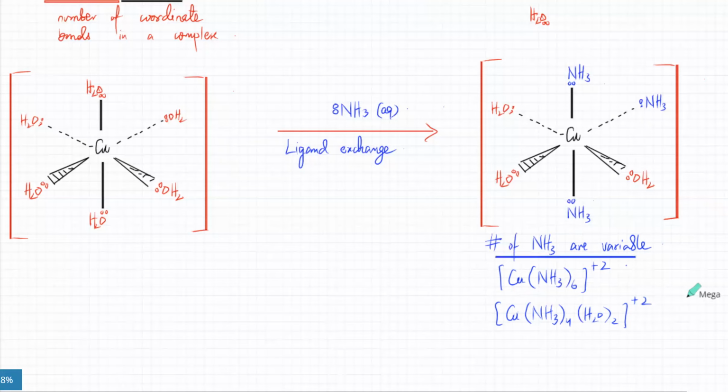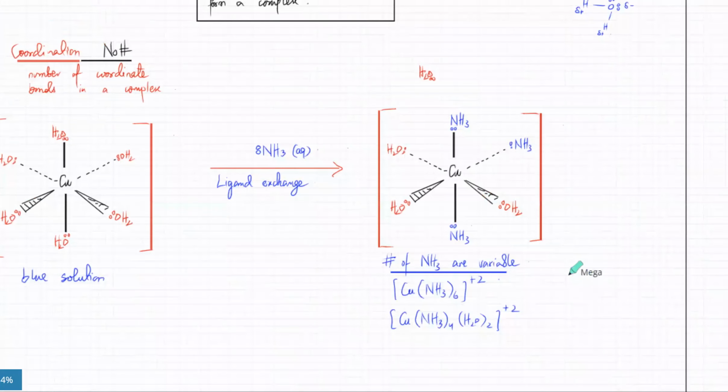They're not very specific. You could have 6 NH3s, you could have 4, you could have 3 and 3. 3 NH3s and 3 water molecules doesn't make a difference. This one is blue, it's a blue solution. You've got to remember the colors. And this thing that we have drawn over here is a very, very deep blue solution.